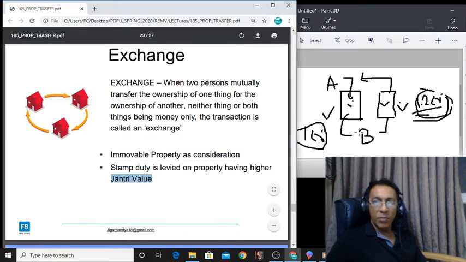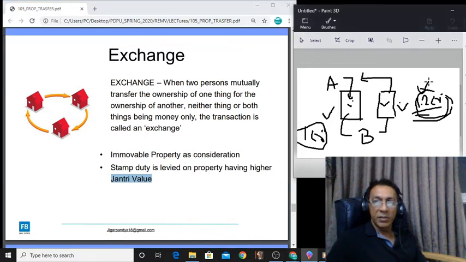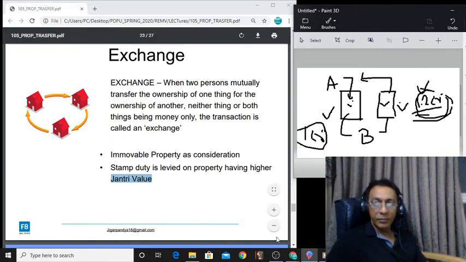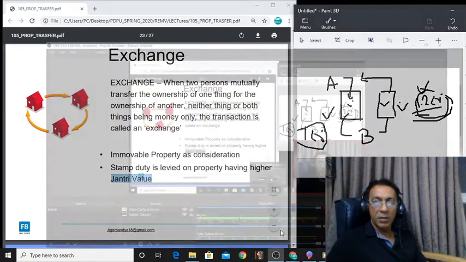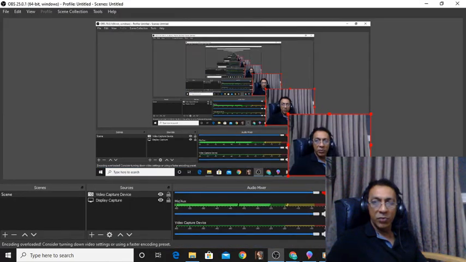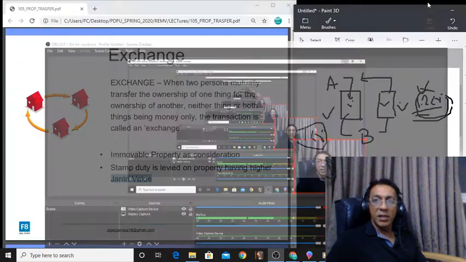So whichever property has the higher guidance value will be treated as the consideration, and the guidance value of that property will decide how much stamp duty is to be paid for this particular exchange deed, right? And you would ask, what are the situations in which someone would exchange a property?